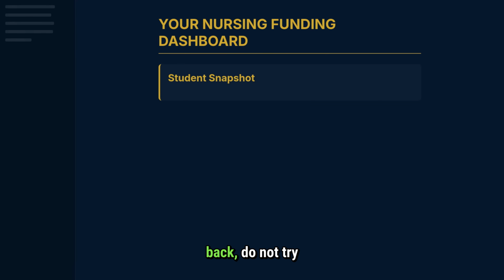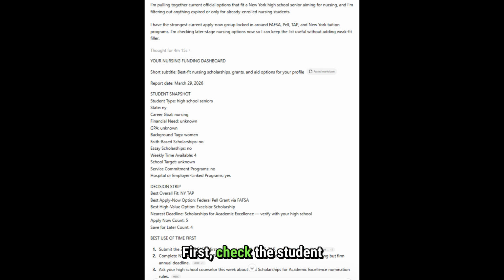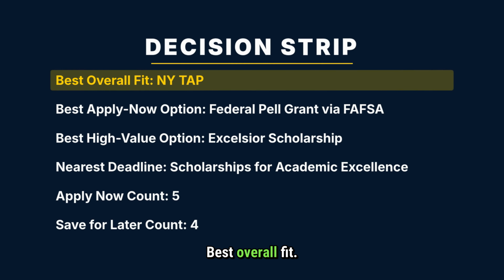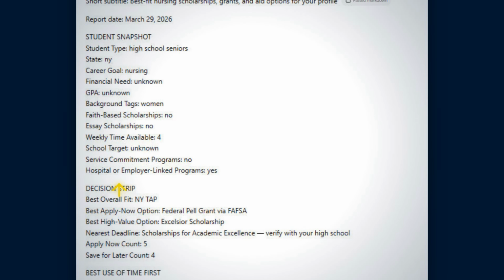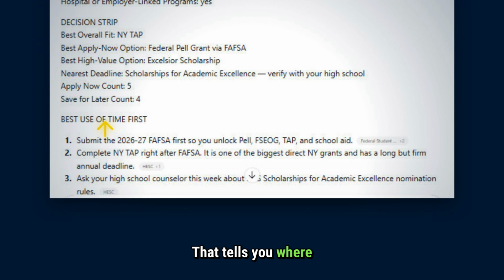When the result comes back, do not try to absorb everything at once. Go in this order. First, check the student snapshot. Make sure ChatGPT understood your profile correctly. Next, go to the decision strip. This is the fast answer section. Best overall fit, best apply now option, best high value option, nearest deadline, then go to best use of time first. That tells you where to start.